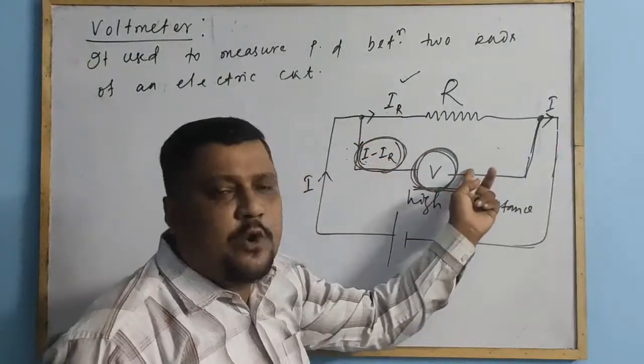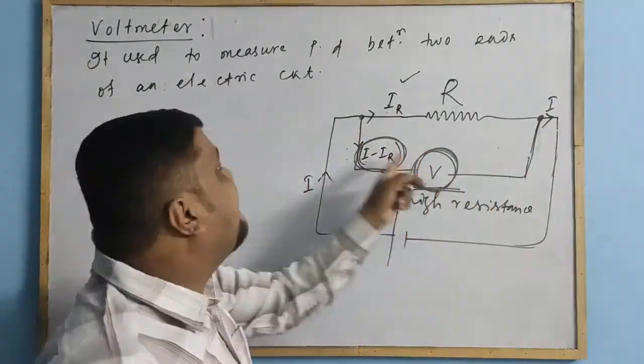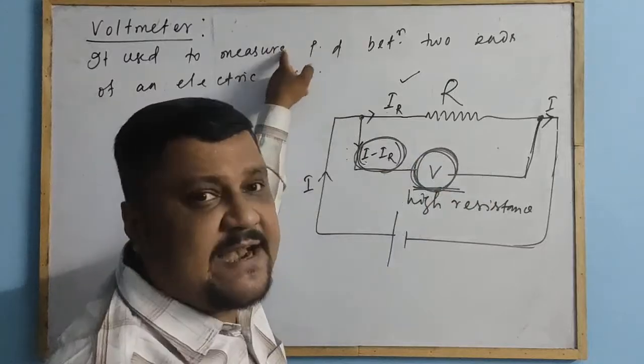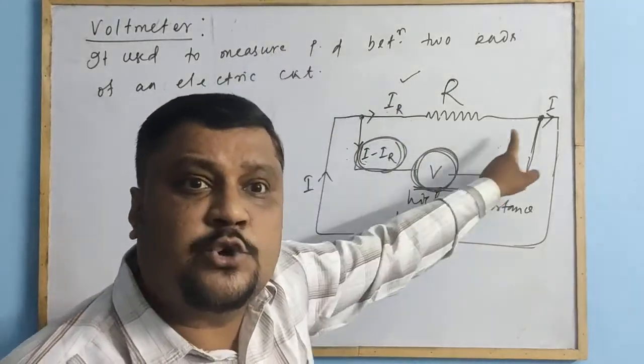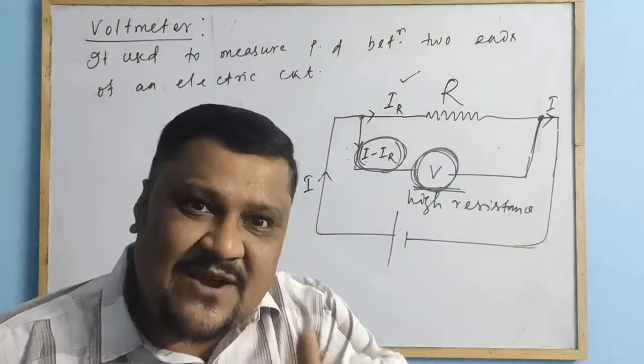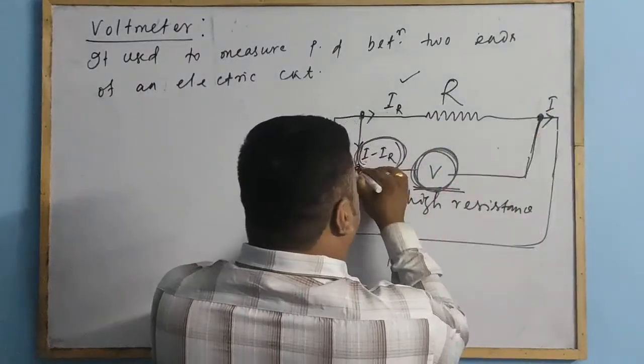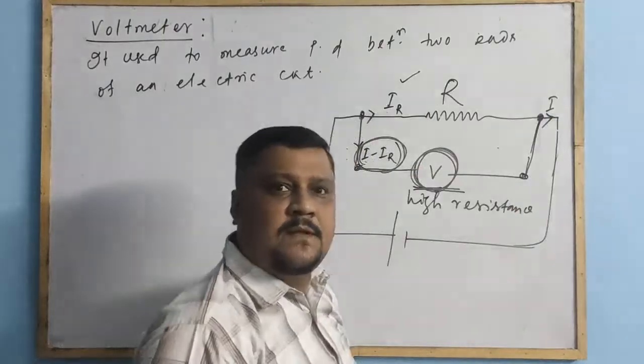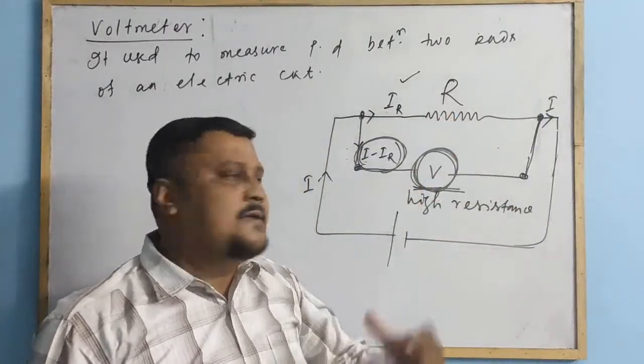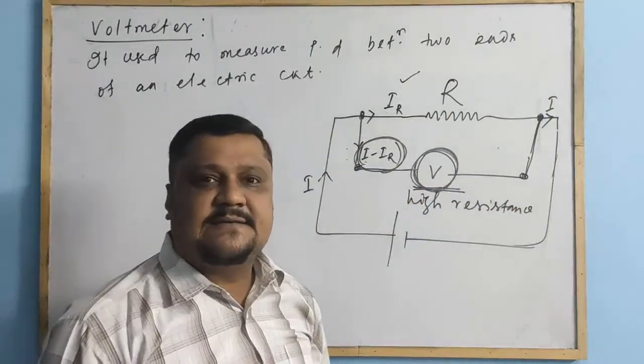Less current flows to the voltmeter, because it is a device used to measure the potential difference. So the voltmeter should be connected in parallel. If it is connected in parallel, what is the potential difference between these two? The same potential difference here, because they are in parallel, so it is a high resistance device.